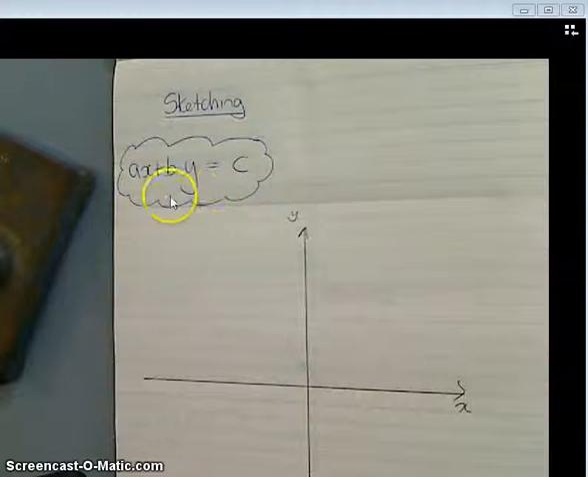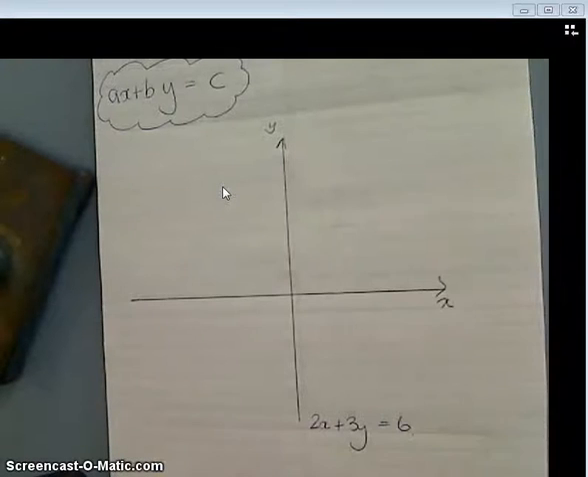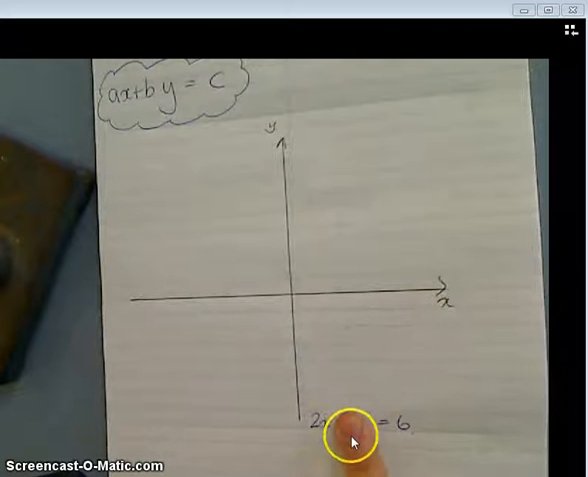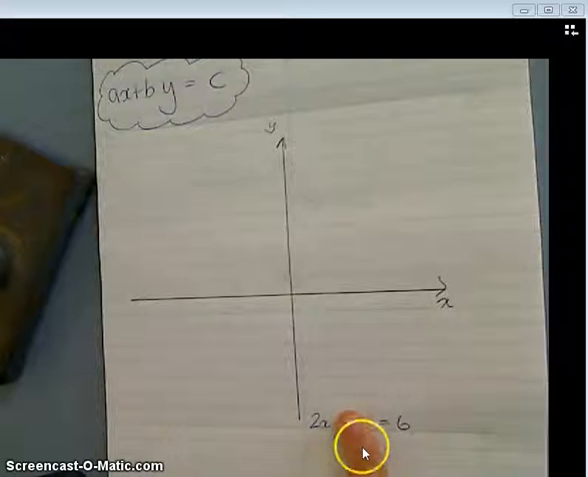Moving on now to sketching functions that are of this form, ax plus by equals c. In this case we don't have instantly the gradient, we don't have instantly particular intercepts, but what we can work out very quickly are the x and y intercepts. So the x-intercept happens when y is 0, so basically that disappears. When y is 0, we can then see that 2x is 6, so we can see that x is 3.